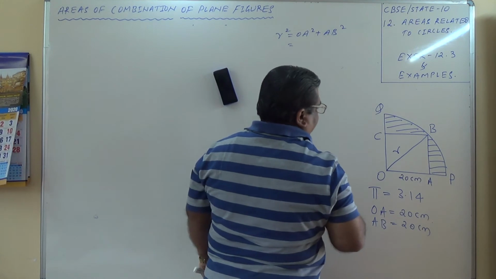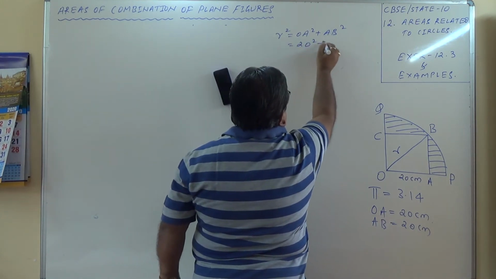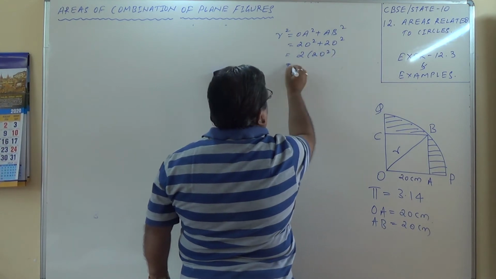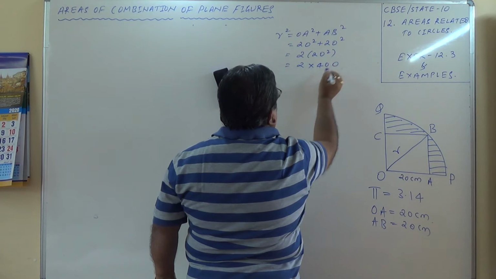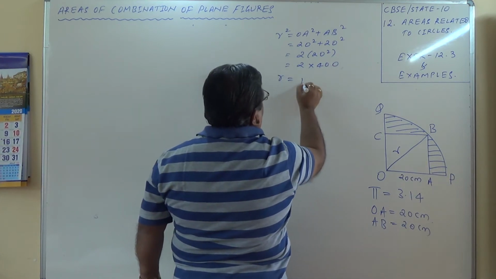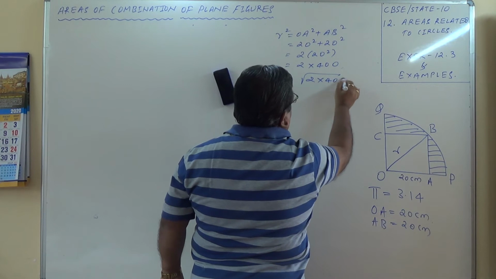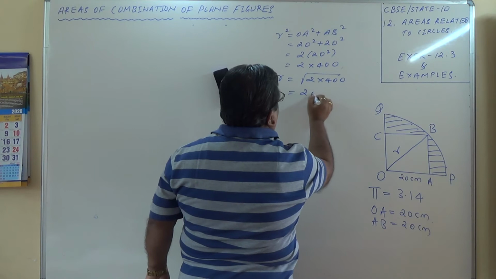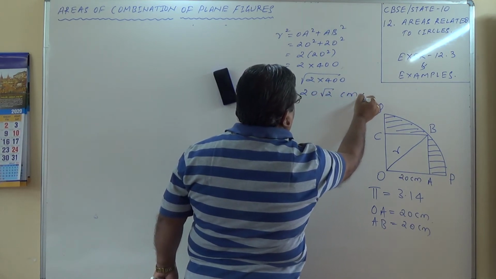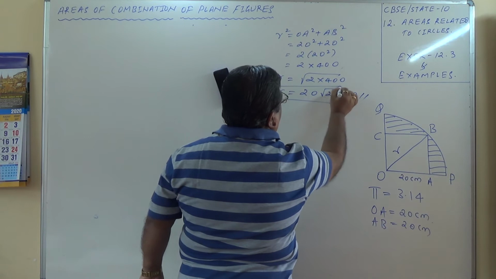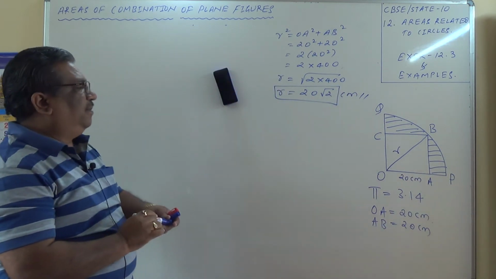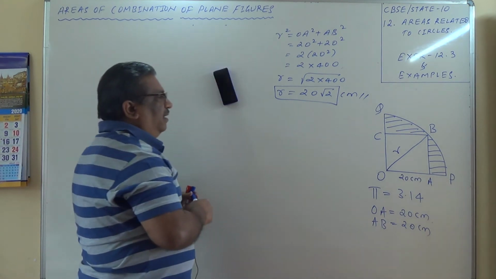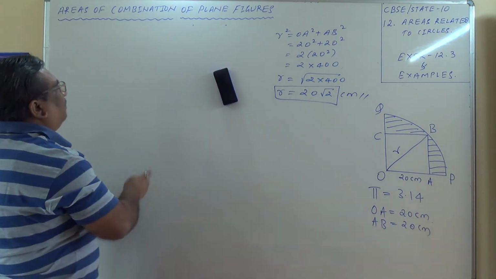OA square plus AB square, which is 20 square plus 20 square, 2 times 20 square, 2 into 400. So R equals under root of 2 into 400, which is 400 comes out as 20. So 20 root 2 centimeter. So R equals 20 root 2 centimeter. Now area of the shaded region is equal to area of the quadrant minus area of the square.